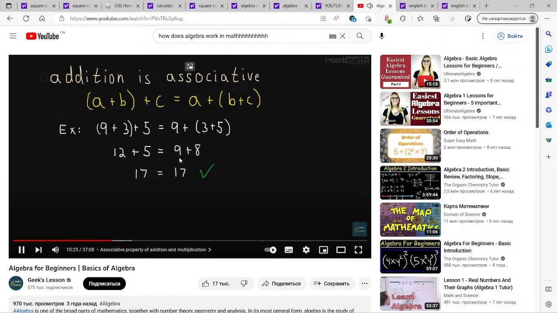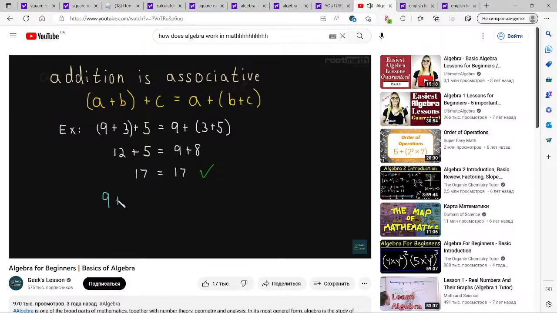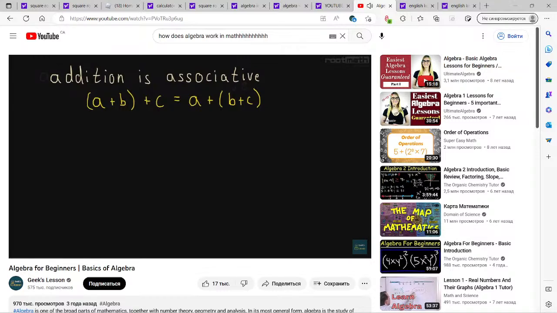Both sides are equal. Since it doesn't matter where we put the parentheses, what we're going to do is just drop them. The parentheses don't tell us anything interesting, so we don't need them. It doesn't matter where we put them, so why put them anywhere? Okay, so that was addition. Multiplication is the same. Multiplication is associative.